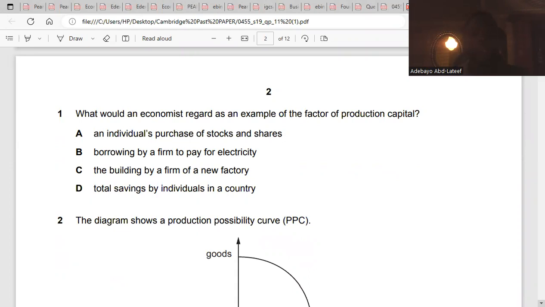So based on the information we have, they said an individual's purchase of stock and shares, it can be capital. Borrowing by a firm to pay for electricity, that's expenses. It's liability, so it's not capital. The building by a firm of a new factory, that's the capital because you can use the factory to produce your products. So the answer is C. Is it clear? Okay.